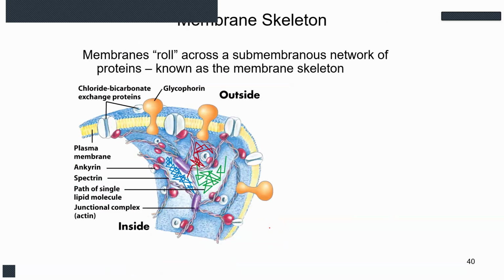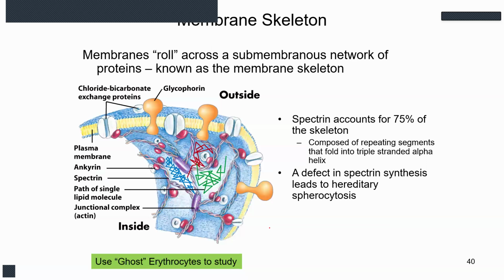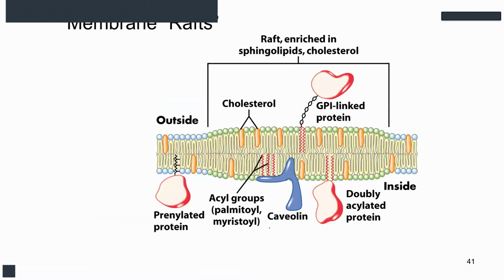Now, membranes have a tendency to roll across a submembranous region of proteins known as the membrane skeleton. These are ways to move things, and they use a bunch of different proteins to do this. Spectrin accounts for 75% of the skeleton and is composed of repeating segments that fold into triple-stranded helices. What these are able to do is reposition different proteins that are able to move things.